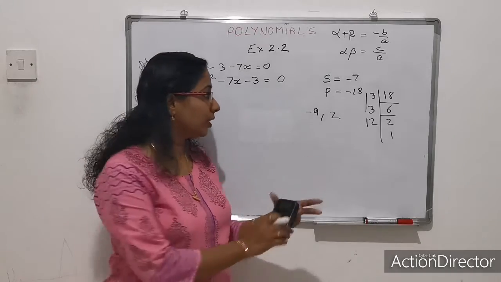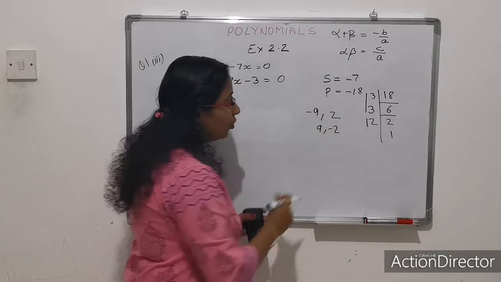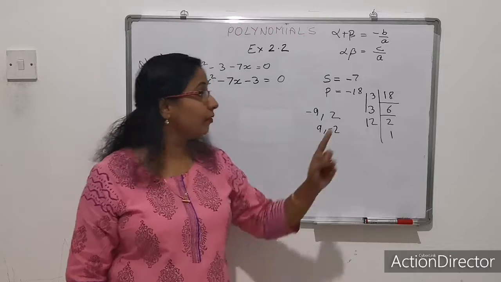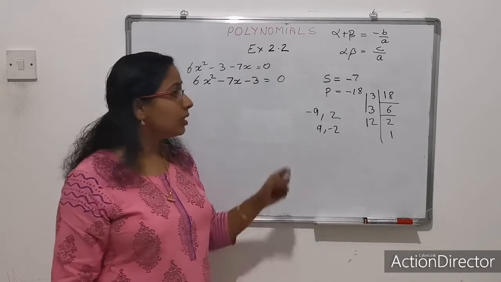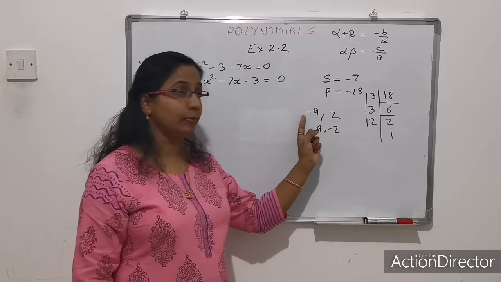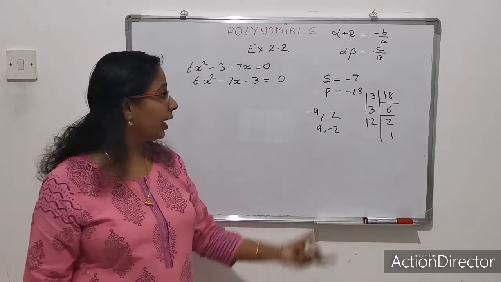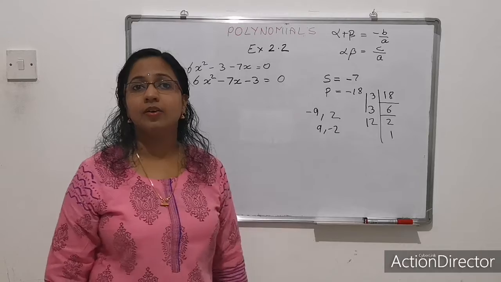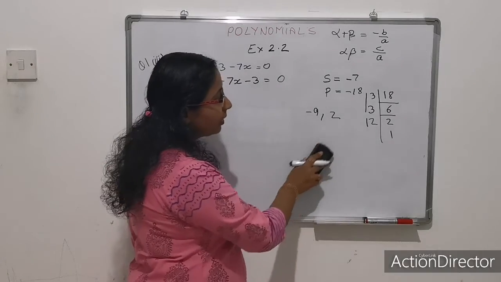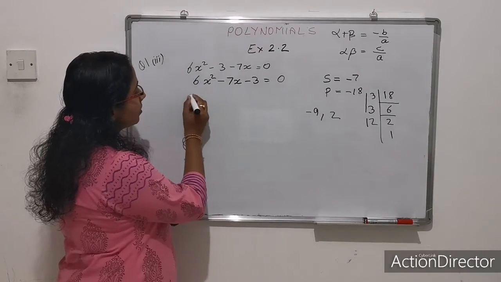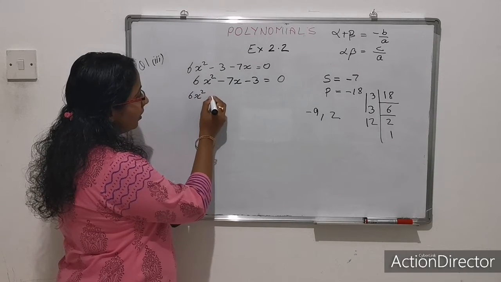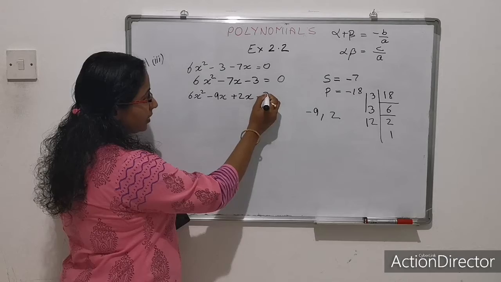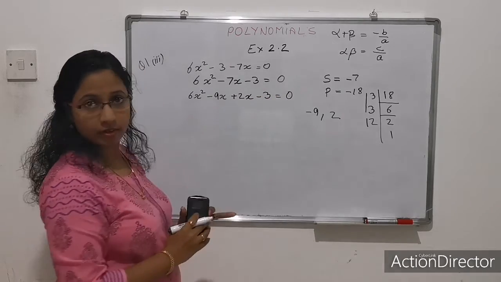Now if you take 9 comma minus 2, you will get plus 7, and we want negative 7. So in that case you have to take the higher number as negative and the lower number as positive, and only one number you can take as negative. So this is the combination, minus 9 comma 2. Clear everybody? So this becomes 6x square minus 9x plus 2x minus 3 is equal to 0. Clear?